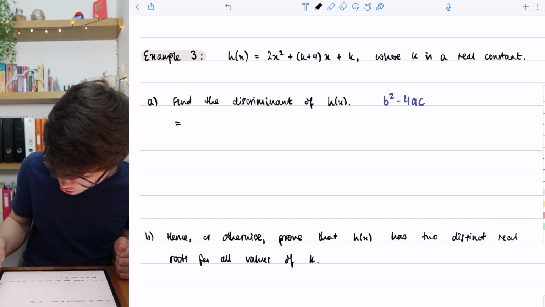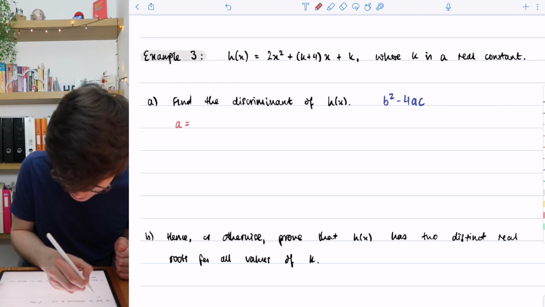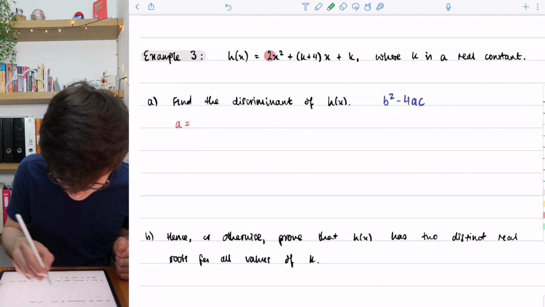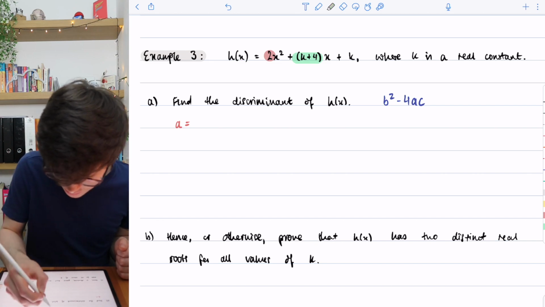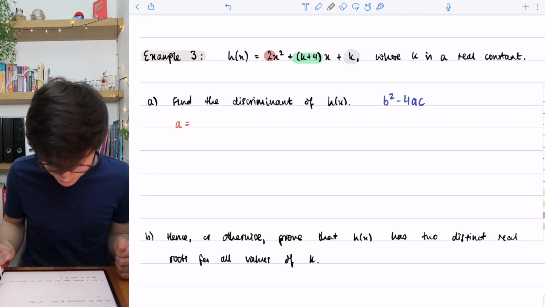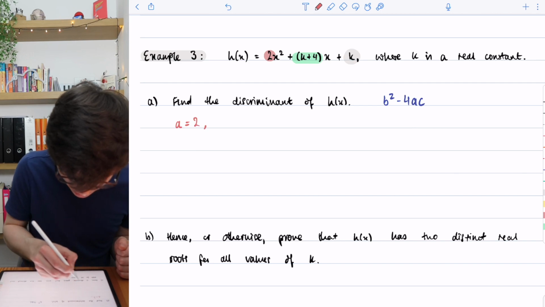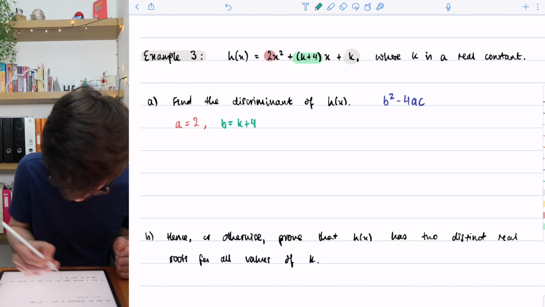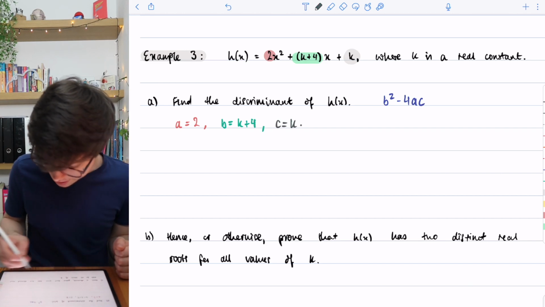So b squared, well, let's first of all write down what a, b and c are. We can see that a, I'll highlight that in red, is 2. We can see b is k plus 4, sorry, did I say minus? And we can see that c is k, okay? So a is 2, b, I'll write in green, b is equal to k plus 4, and then again in grey, c is equal to k.